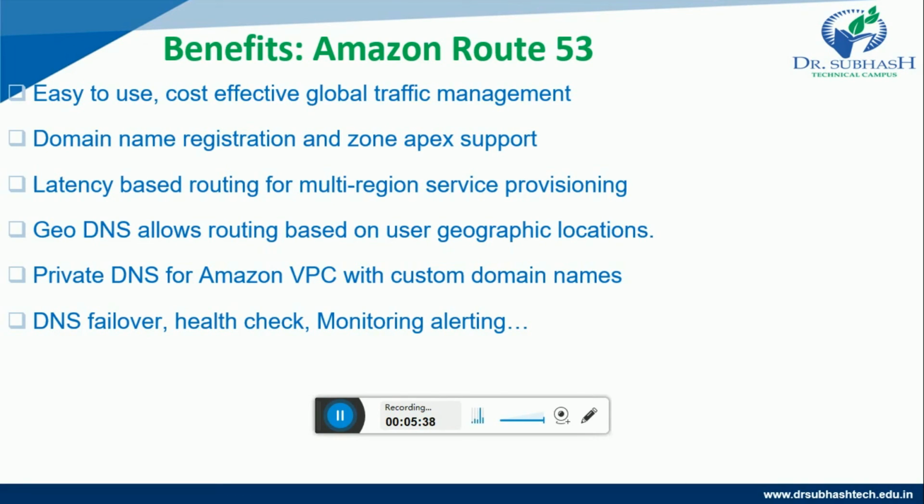It also provides latency-based routing for multi-region service provisioning. GeoDNS allows routing based on a user's geographical location. It also provides private DNS for Amazon VPC with custom domain names. And at the last, the DNS failover, health check and monitoring alert also. So friends, these are the benefits of Amazon Route 53.